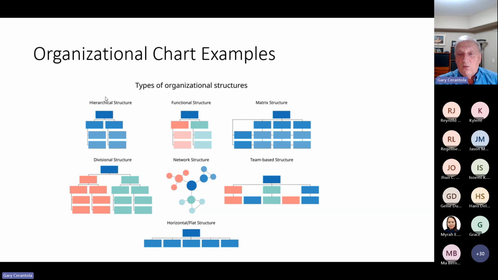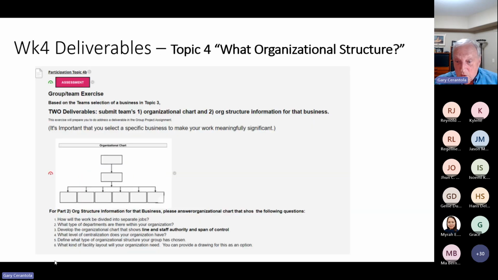So in that question, I want you to pick the type of organizational structure and then identify it in question number 5. And then the last one is, what kind of facility layout will your organization need? And if you want to provide a drawing for that, you may go ahead and do that.